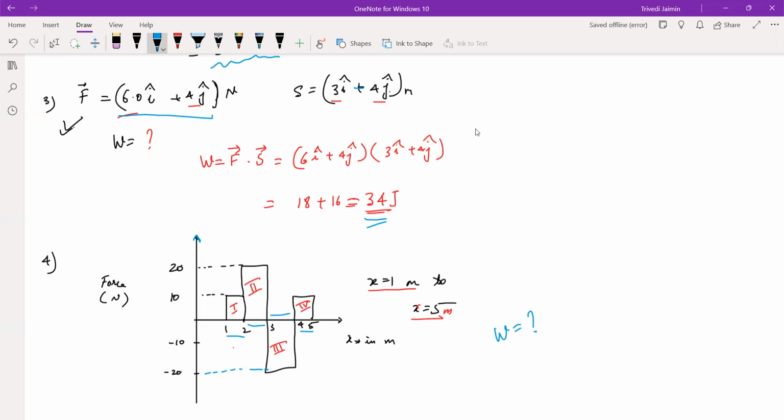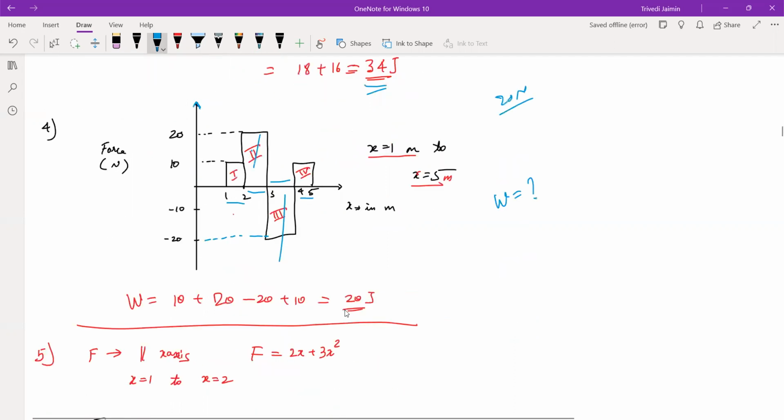See, the first, second, and third parts are similar. Plus 20, minus 20, so it will be cancelled. So we are left with the first and fourth. That answer is 20 Newton. That's it. Right, 20 Newton.